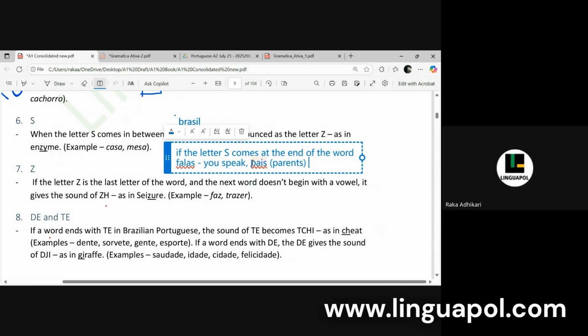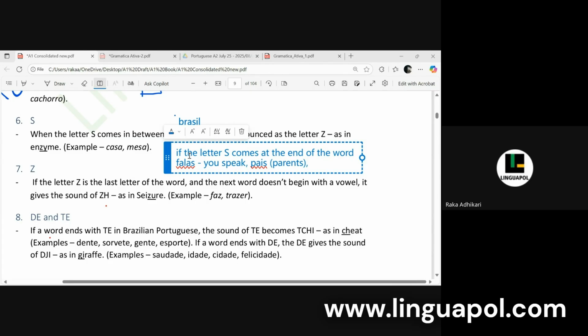Why am I saying mostly in European? Because in Brazilian, some people will say paish, but some people can also say pais. They'll give the normal sound of S. So don't think that they're breaking any rule. It's just a pronunciation. Okay. But in Europe, everyone will say paish. Whenever we have S at the end of the word, then everyone will pronounce it as sh, as a soft S. Okay.